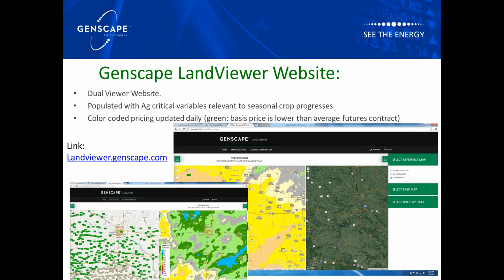June 1, we start posting the NDVI, Normalized Difference Vegetation Index, that's indicative of crop progress, and precipitation is posted right now. Night and daytime temperature we'll be posting, and then yield and acreage information on a county-by-county basis. And again, with this dual viewer capability, you can get different views going, and identify particular regions of interest for your business.